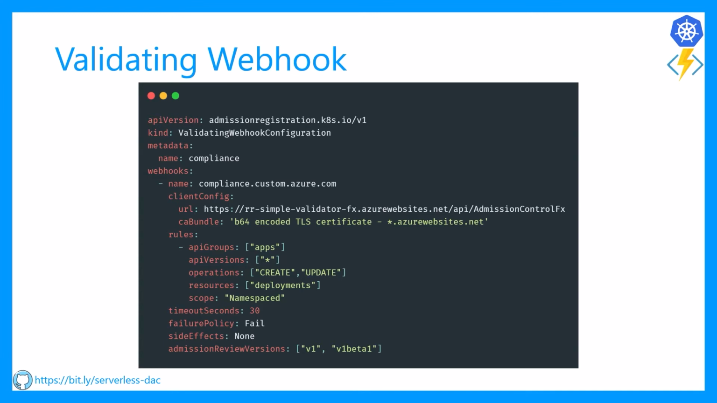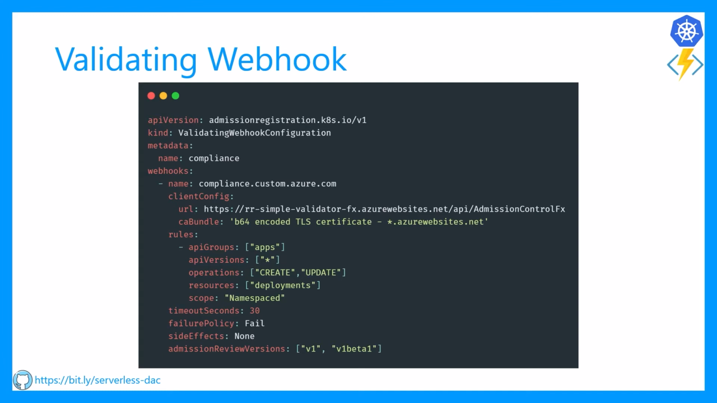The CA bundle property contains the base64 encoding of a PEM formatted root certificate used by the webhook. Since I have not used any custom TLS certificate on my function app, I simply encoded Azure's default certificate for any function app. Let's look at the rules now, which specify the conditions on which the webhook will be triggered. The rule condition shown in this specification will evaluate to true if we issue a request to create or update a deployment. The scope property value namespace means that any deployments in the default namespace would trigger this webhook.